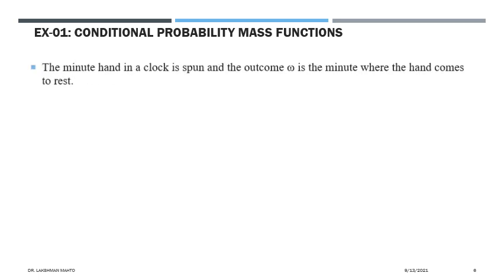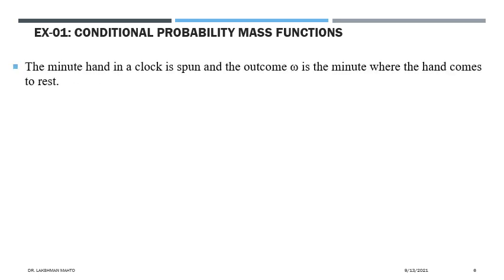Here we will take one example, then a few more examples. Suppose this clock problem is a very interesting kind of problem. In a clock, if you observe, there are three hands: one is the minute hand, another is the hour hand, and the third is what we call the second hand. Okay, so the minute hand in a clock is spun, and the outcome omega is the minute where the hand comes to rest. That scenario is very much clear to everyone. Wherever the minute hand stops, that is its measure of minutes.